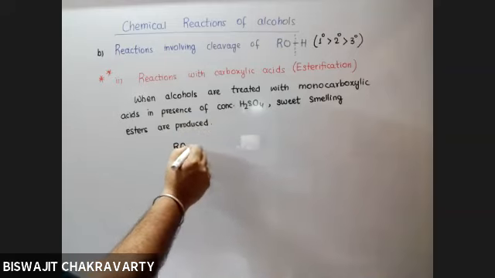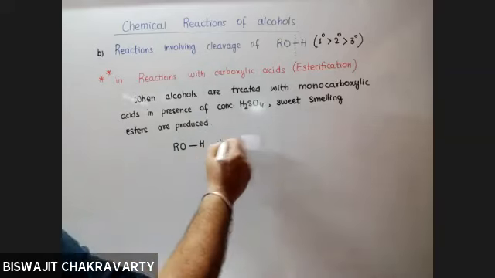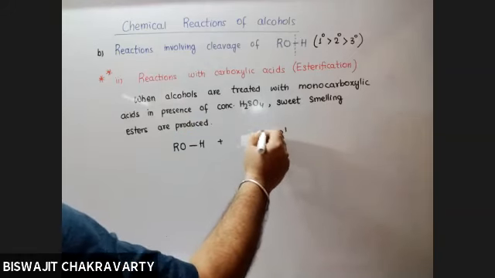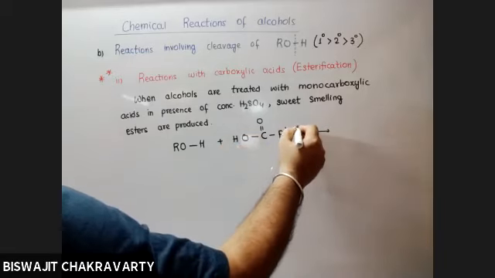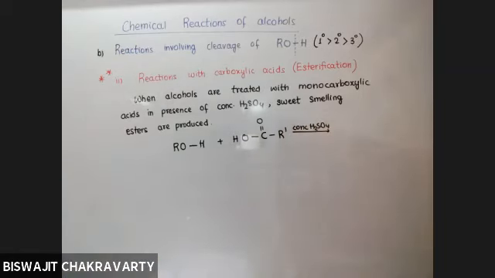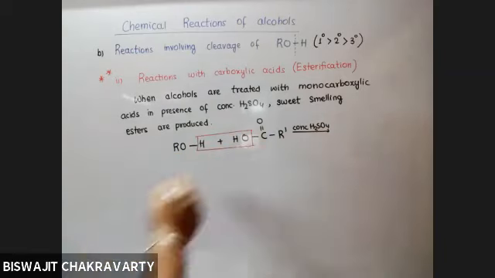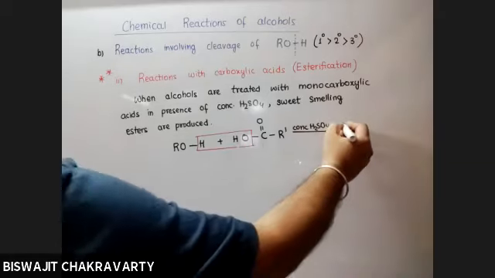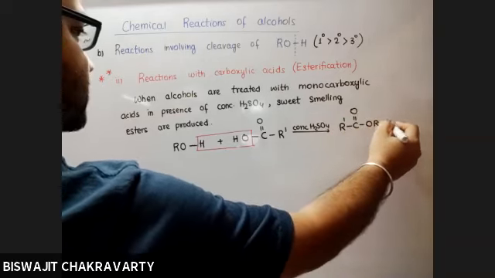This is alcohol, RO bond H. I am showing according to the cleavage taking place. This is carboxylic acid. I am writing in a reverse manner. And when it is treated with concentrated H2SO4, which is a dehydrating agent, it removes the water in such a way that alcohol loses the hydrogen and carboxylic acid loses the OH. Accordingly, the ester will be RCOOR plus, of course, water.